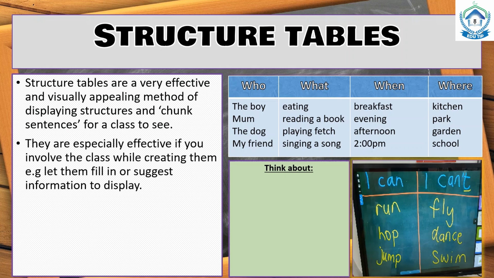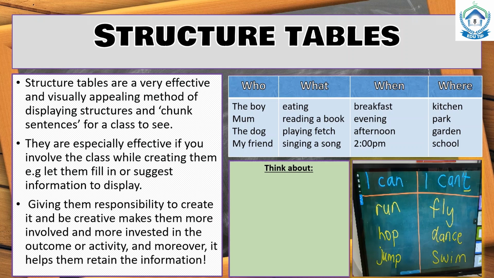They are especially effective if you involve the class while creating them. You let them fill in or suggest the information, and they can come out and write it, and they can be part of creating the table for the class. Giving them the responsibility to create it and be creative makes them more involved and makes them more invested in the outcome of the activity. Moreover, it helps them retain the information.